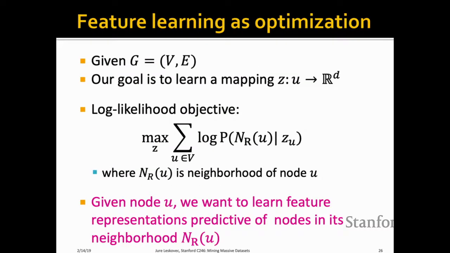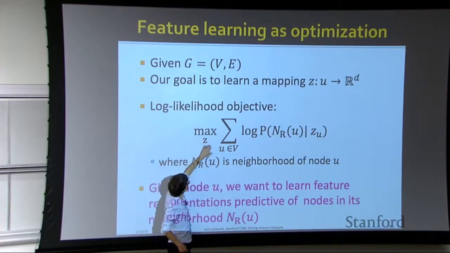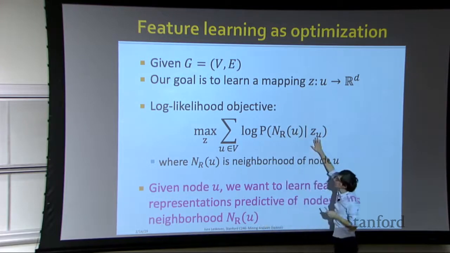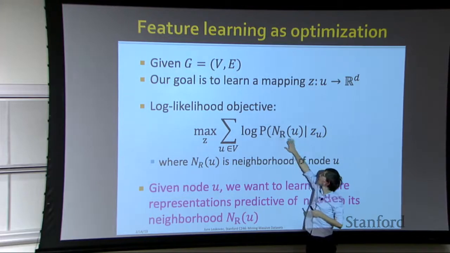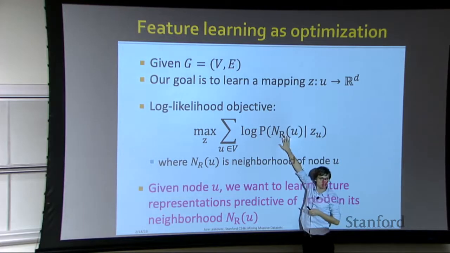And here is what we want to do. We want to do this embedding estimation as an optimization problem. We are given a graph. Our goal is to map every node in the graph into the d-dimensional space, and we want to optimize the following equation. What does this say? It says, find the coordinates of the nodes such that, going over all the nodes in the network, from the coordinates of node U, you can predict which nodes are nearby. This is the neighborhood of node U.